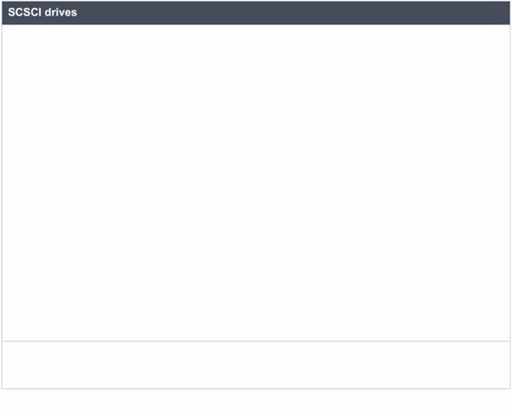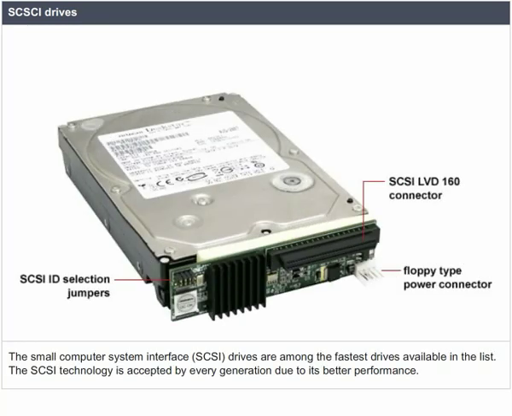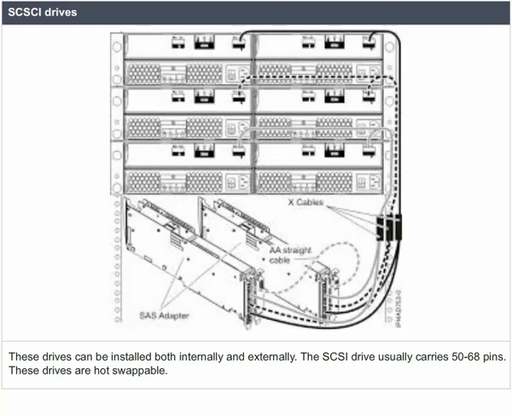SCSI drives. The Small Computer System Interface SCSI drives are among the fastest drives available in the list. The SCSI technology is accepted by every generation due to its better performance. These drives can be installed both internally and externally. The SCSI drive usually carries 50 to 68 pins. These drives are hot swappable.